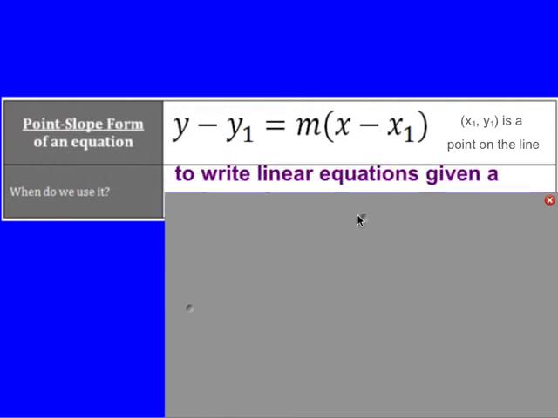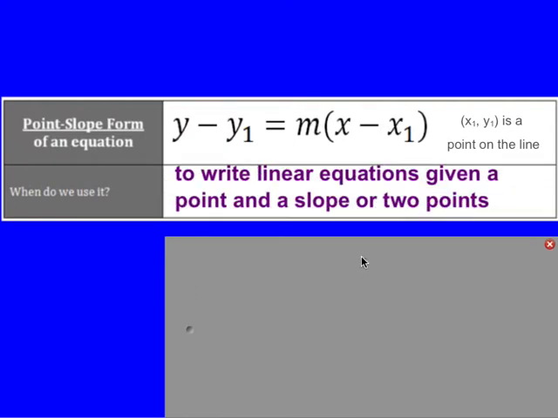So when is this useful to us? When can it help us? It's most useful when we write linear equations given a point and a slope, hence the name point slope, or when we are given 2 points. Okay, so let's go ahead and get some practice with point slope form.